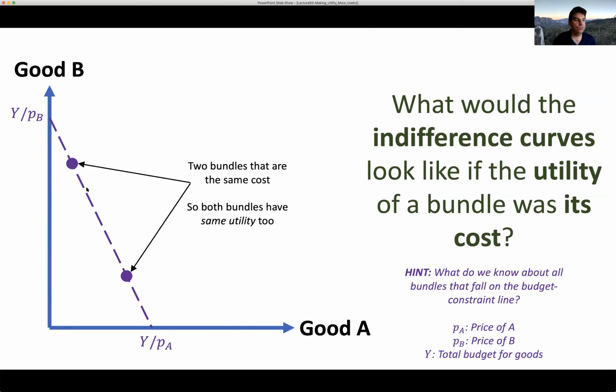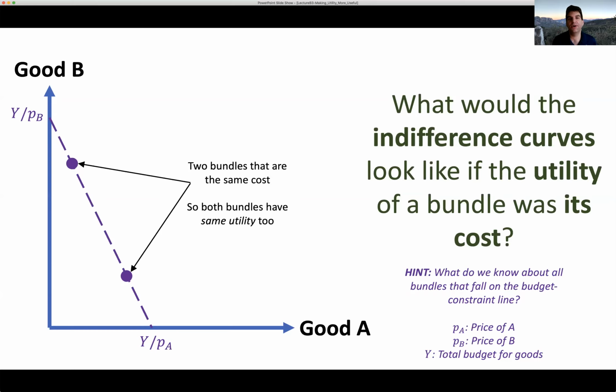So two points along this represent two bundles, two commodity bundles, two bundles of goods that both cost the same. So if we know that utility and cost are the same in this fictitious world, where when we buy things, the only joy we get out of them is knowing the price tag, then all of these things would have the same utility. And so these two things would have the same utility, and thus the budget constraint line would be an indifference curve. So we found one indifference curve.